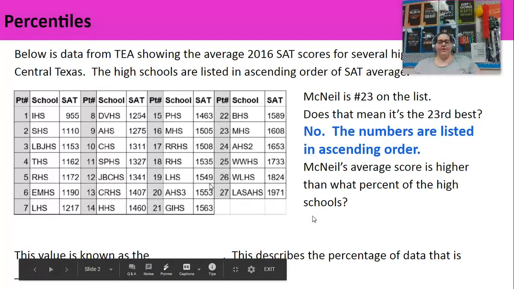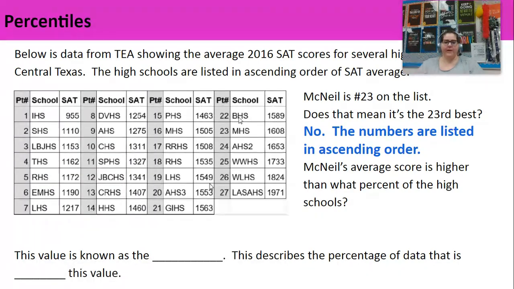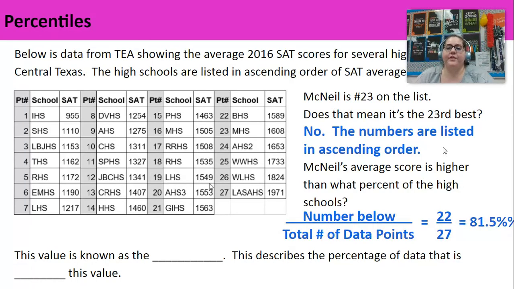McNeil's average score is higher than what percent of the high schools? So if I count how many high schools are below us, all the way up to number 22, 22 high schools are below us out of the 27 total. That would be how I find that percentage. So we find how many schools are below us, and then we turn that into a percent by dividing by the total. So 22 divided by 27 comes out to about 81.5%. So that means McNeil's average score is in the 81.5th percentile.